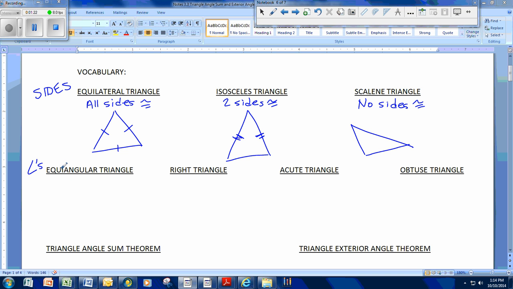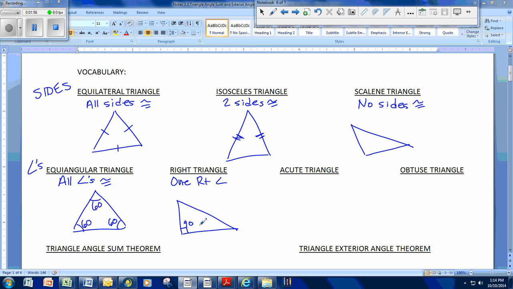First, we have an equiangular triangle. That means that all the angles are the same measure. So if all three angles are the same, that is called an equiangular triangle. And if that's the case, all three of these are going to be exactly 60 degrees. Next, a right triangle has exactly one right angle. And we know that right angles are labeled with a little box in the corner. That signifies that you have a 90-degree angle.